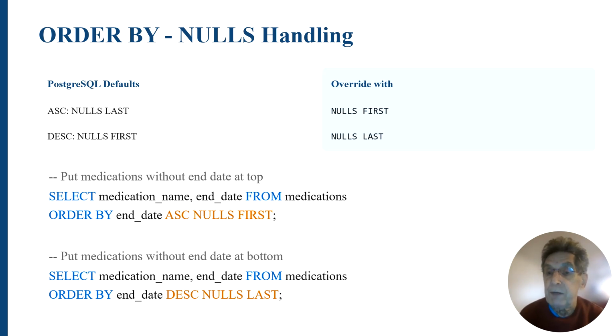The first example sorts medications by the end date ascending but puts nulls first. This means active medications, those without an end date, appear at the top of the list. Let's look at another example. The second example here sorts end date descending and puts the nulls last. Recent end dates come first, and medications without end dates come at the very end. This level of control is important when null has meaning. Active medications with no end date shouldn't necessarily be sorted to the bottom. They might be exactly what you want to see first.